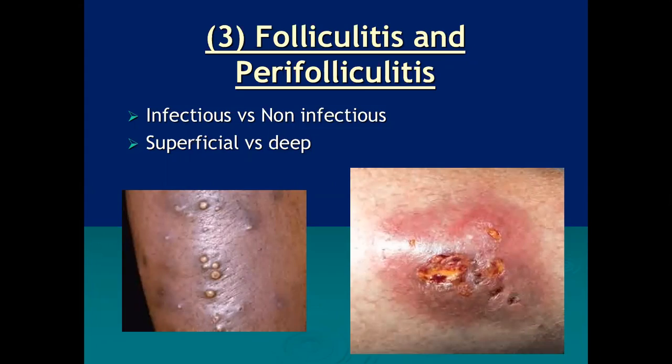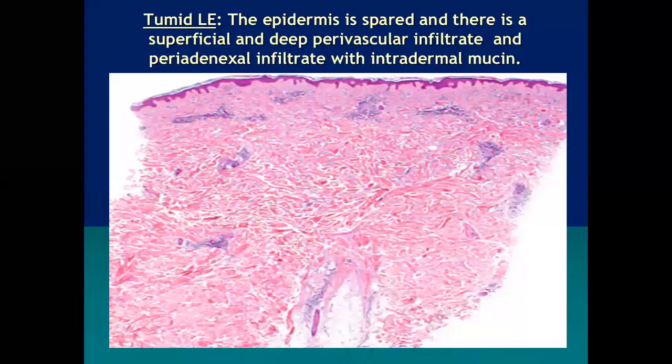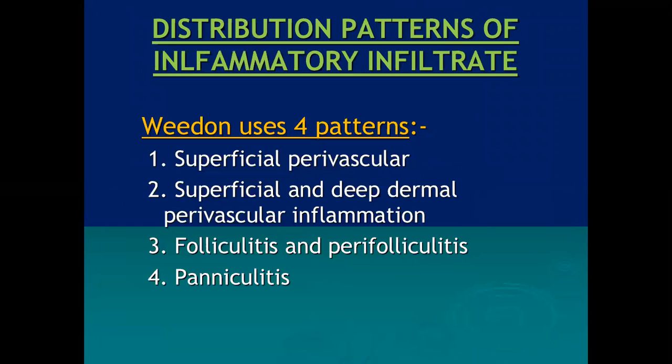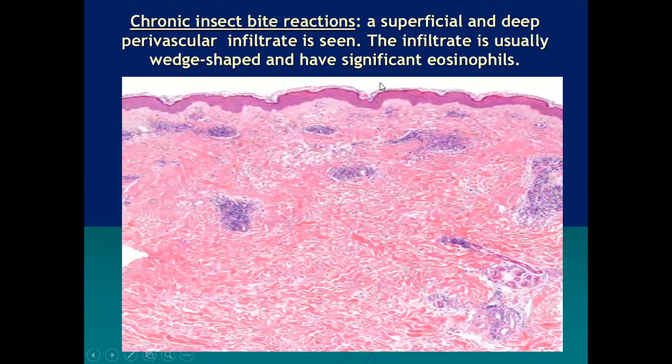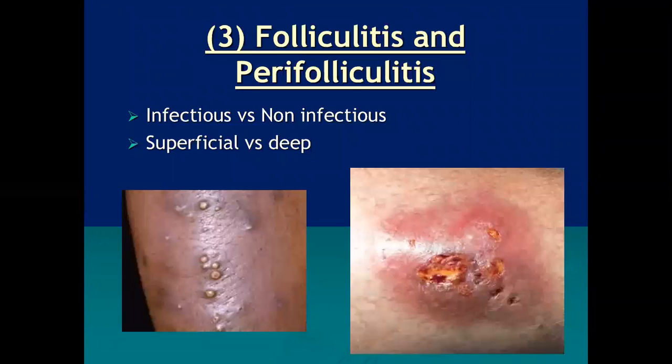The third pattern of inflammatory infiltrate distribution is either distributed surrounding the hair follicles or in the spaces between the hair follicles. If an infiltrate is seen surrounding a hair follicle and within the hair follicle, it is called folliculitis. And if it is seen surrounding the hair follicle, it is called perifolliculitis. So folliculitis can be infectious and non-infectious, and it could be superficial and deep.